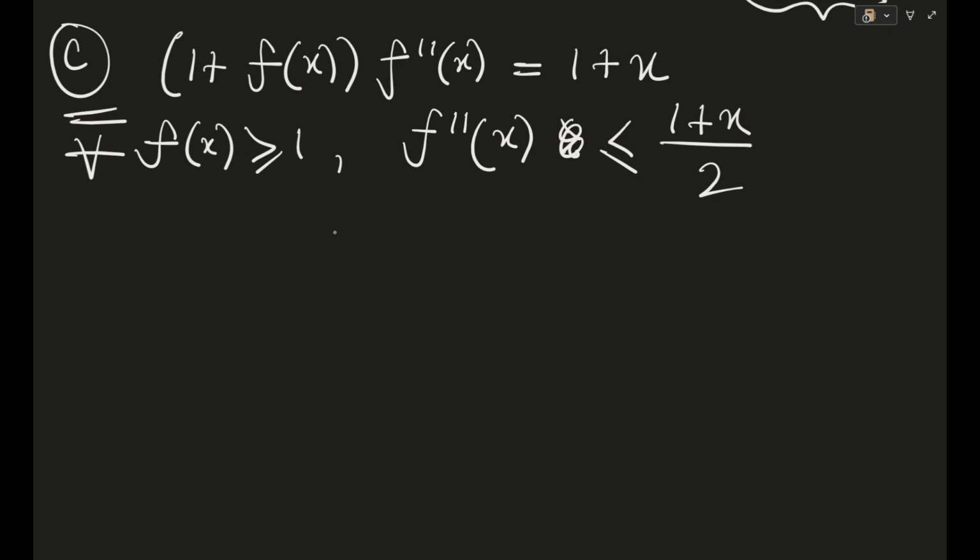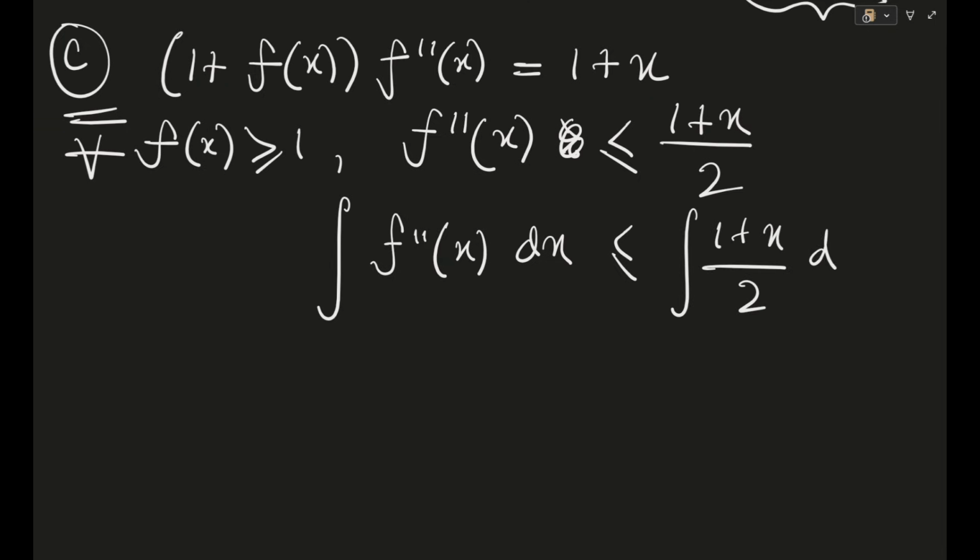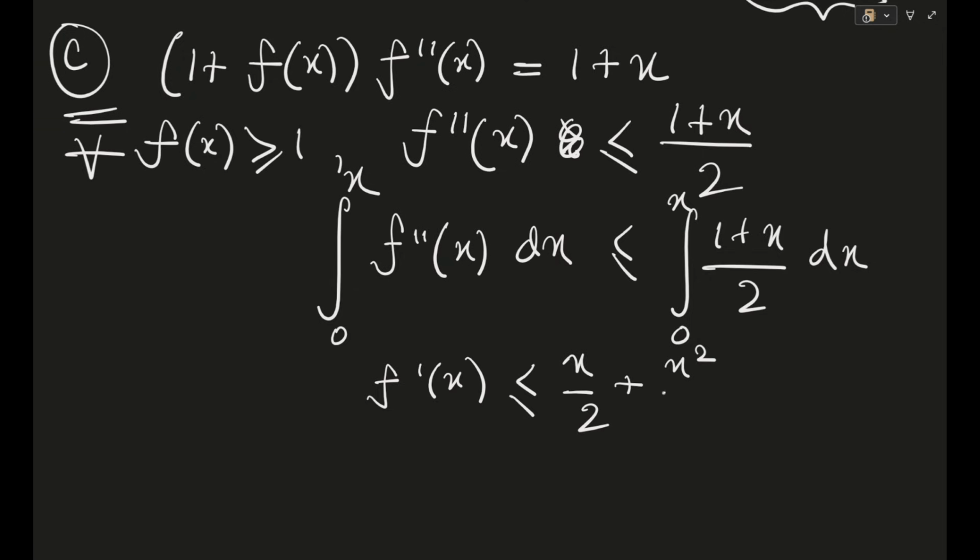So from here, what I am doing is I will integrate both sides, f double dash x dx, and this will be integral of 1 plus x by 2 dx, and both sides will be integrated from 0 to x. So this will be f dash x less than or equal to x by 2 plus x square by 4. Okay. So if we find out f dash 2, then it is coming out to be less than or equal to 2.